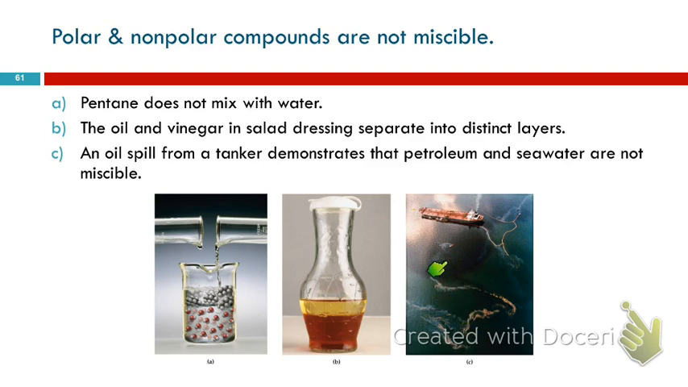Here we have an oil spill from a tanker. The oil doesn't mix with the water. This is both a good and a bad thing. The oil is less dense, and so it forms a layer on the surface of the ocean. And that causes all kinds of problems for birds and stuff.